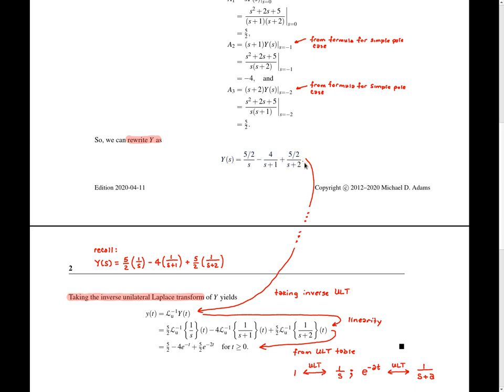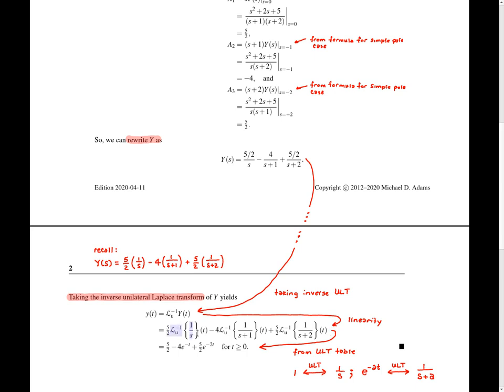Now we proceed to take the inverse unilateral Laplace transform of big Y. Taking the inverse unilateral Laplace transform of big Y with the help of the linearity property, we obtain this line here, where we now have three inverse unilateral Laplace transforms to compute. Each of these inverse unilateral Laplace transforms can be computed by using a table.